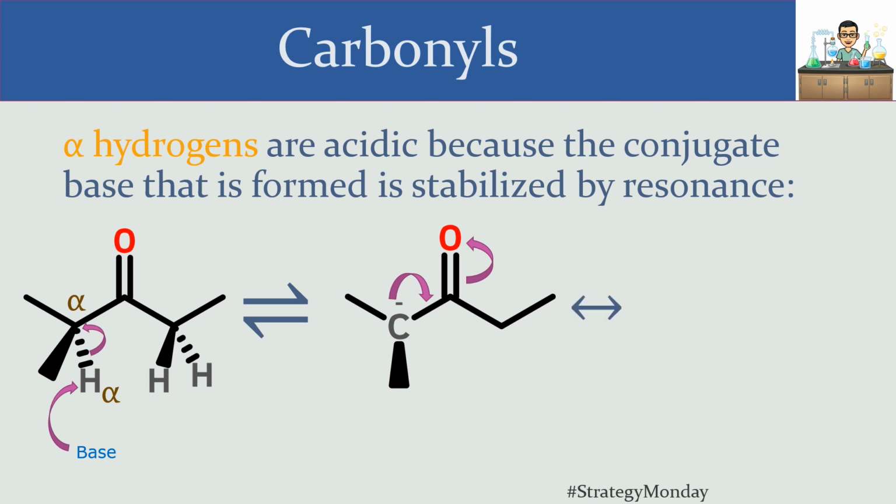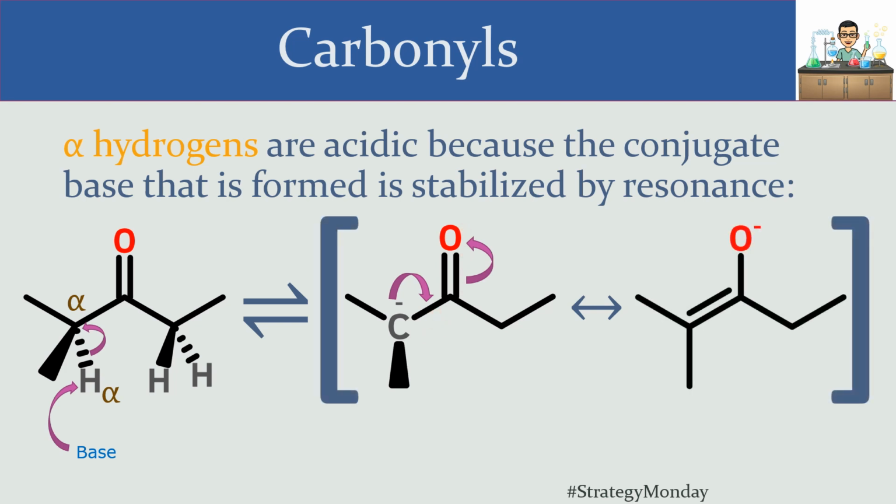And so what I end up with is an alternate resonance form in which I now have a new pi bond between these two carbons, and this pi bond is gone, and now I have a negative charge on the oxygen. So between these two resonance forms, the one with the oxygen with a negative charge, as opposed to the one with the carbon with a negative charge, is more stable, and the one with the carbon with a negative charge is the one that's more reactive.